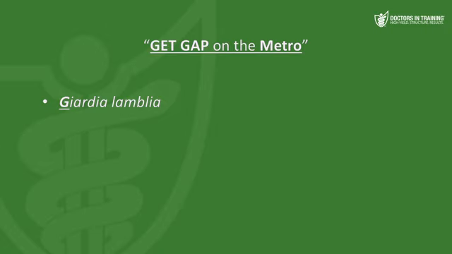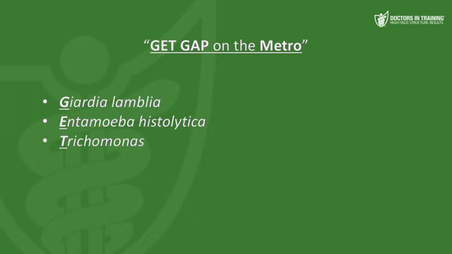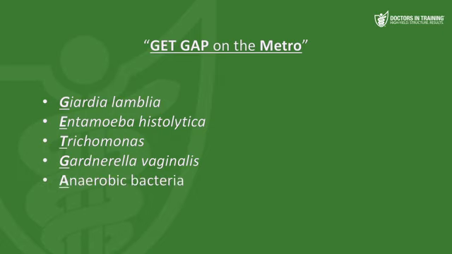Giardia lamblia, Entamoeba histolytica, Trichomonas, Gardnerella vaginalis, which is a bacteria, not a protozoa, anaerobic bacteria, which includes things like Clostridium species such as C. diff, C. perfringens, which causes gangrene, C. tetani, which causes tetanus, and also Bacteroides fragilis, so for anaerobes think about Clostridium and Bacteroides.